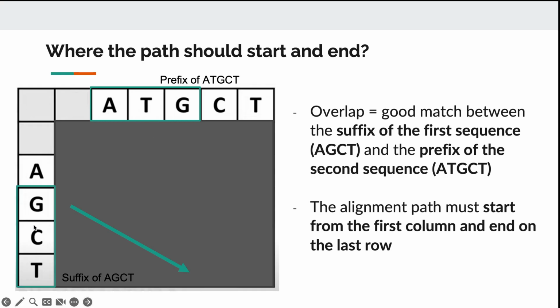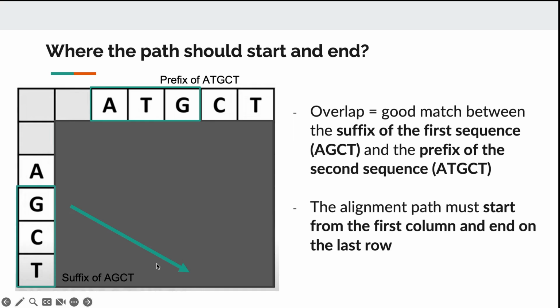So let's say my first sequence is the vertical one and my second sequence is the horizontal one. That means my alignment must consist of a suffix of the first sequence, so it doesn't need to start from the top, right? It can start from the middle rows, but it has to start from the first column, because the first column means I'm considering the start of the second sequence.